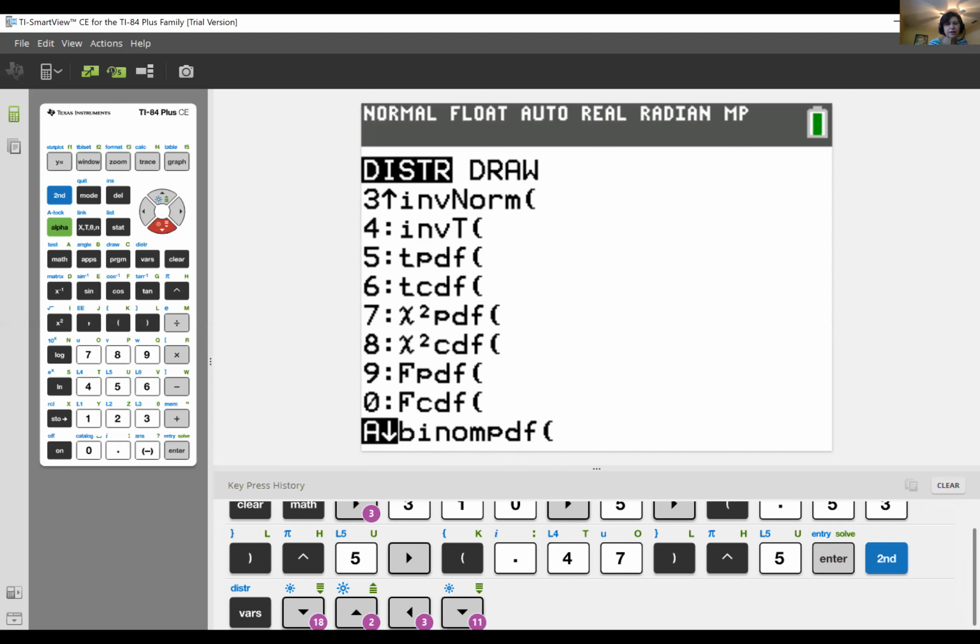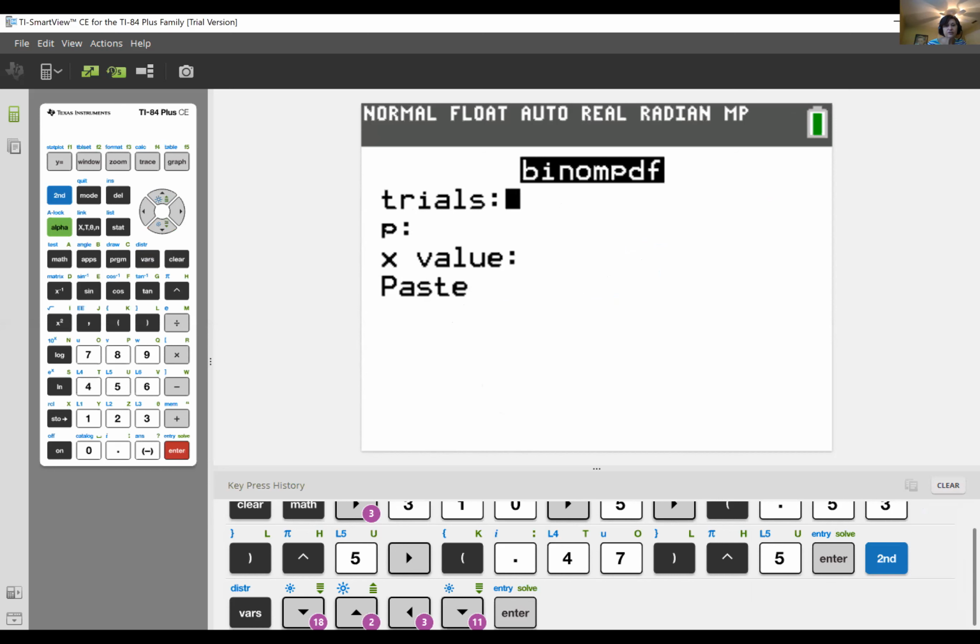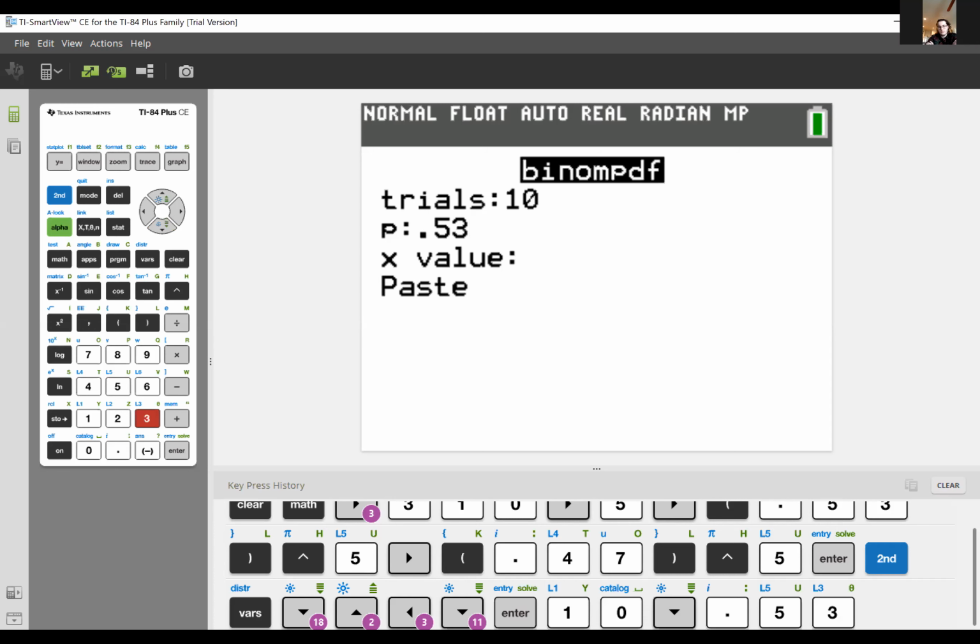It's a lot easier on the regular calculator than it is on my screen. Okay, so I'm going to hit enter. And trials is what number on this problem? 10. Excellent. And then the p-value is 0.53. Very good.